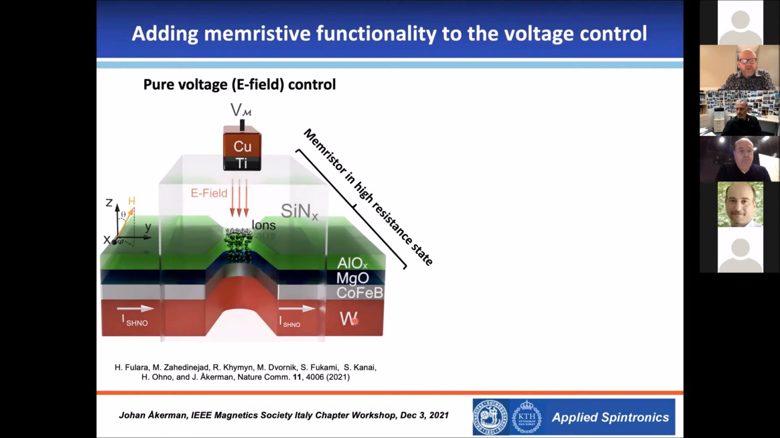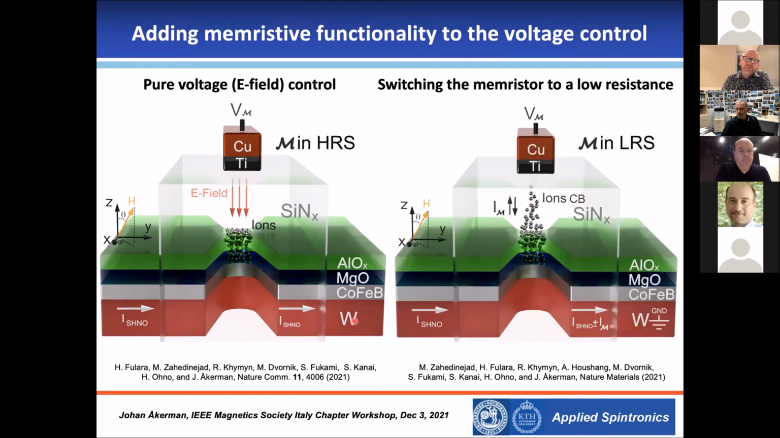But if we apply a stronger voltage, we can make ions move in this insulator, and then we can get a conducting path. We can switch the memristor to a low resistance state, and that resistance state can now be orders of magnitude lower, about 5 orders of magnitude lower, I think, than the high resistance state. And not only that, by changing the voltage or how you move these ions through your programming step, you can get them to move different amounts. You can tune the actual resistance that this memristor will now have in its low resistance state.